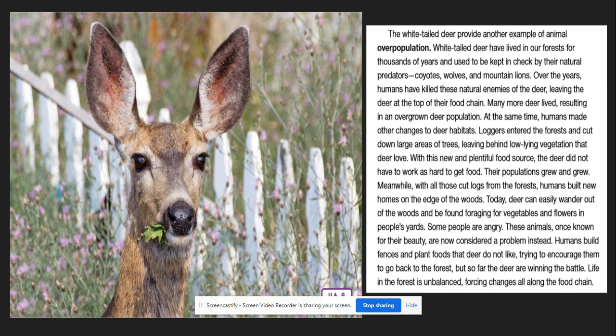Some people are angry. These animals, once known for their beauty, are now considered a problem instead. Humans build fences and plant foods that deer do not like, trying to discourage them from going back into the forest. But so far, the deer are winning the battle. Life in the forest is unbalanced, forcing changes all along the food chain.